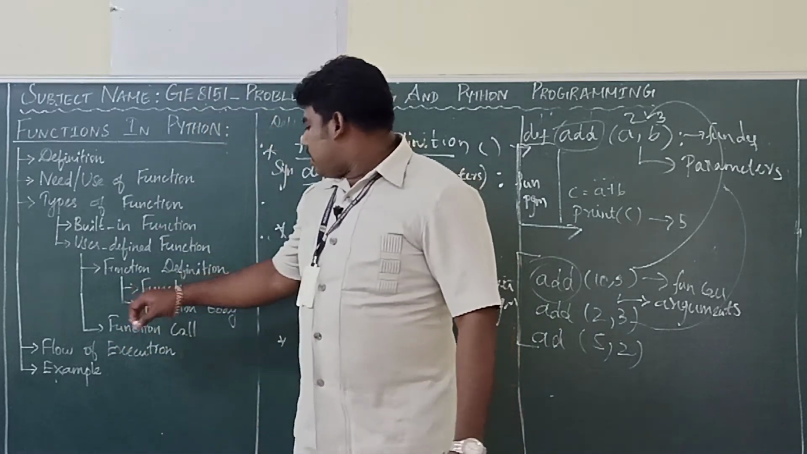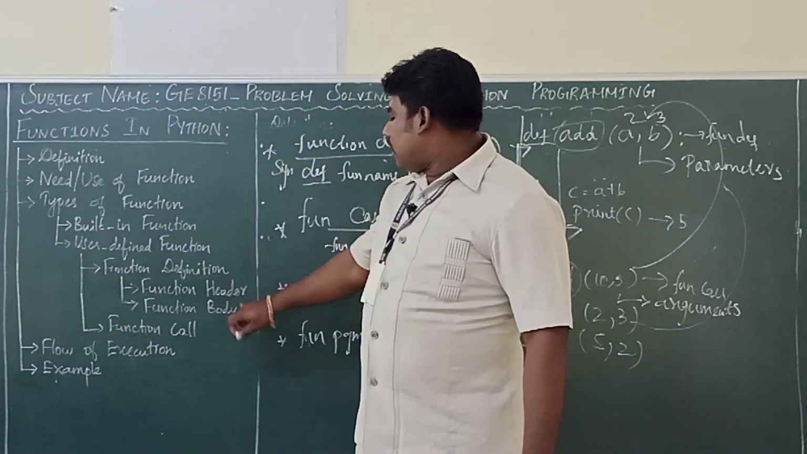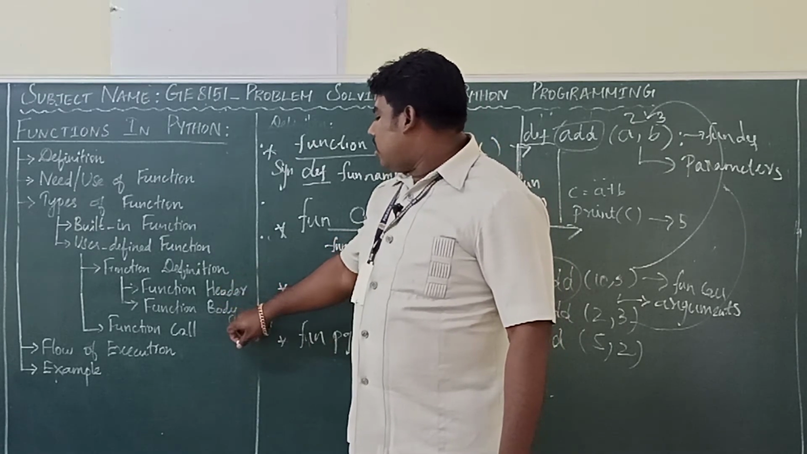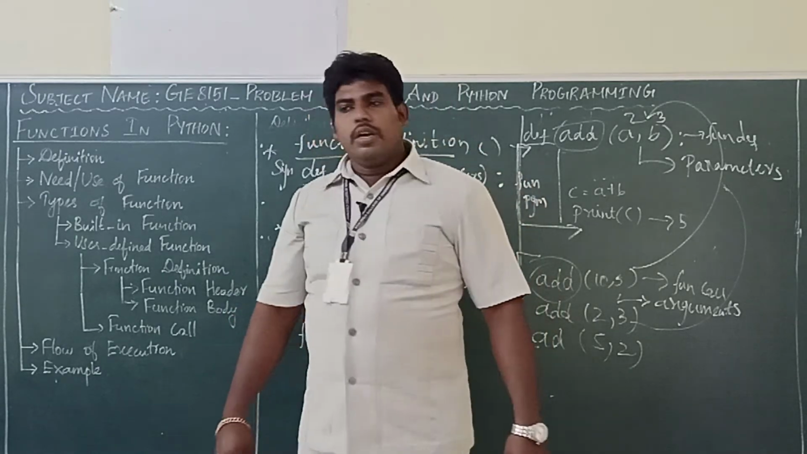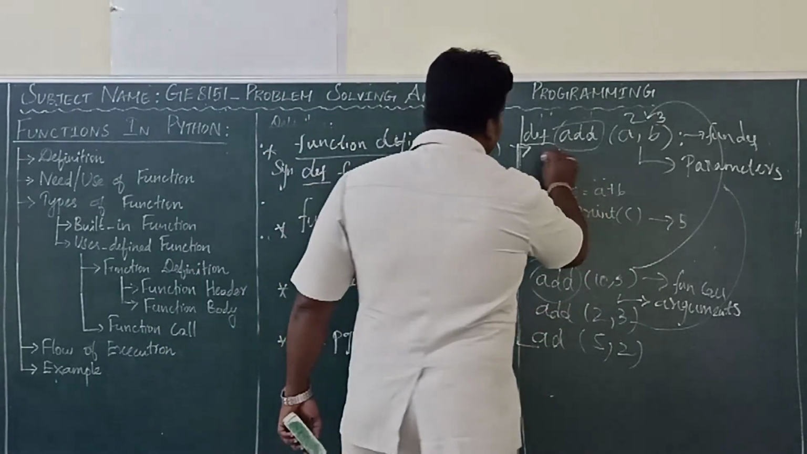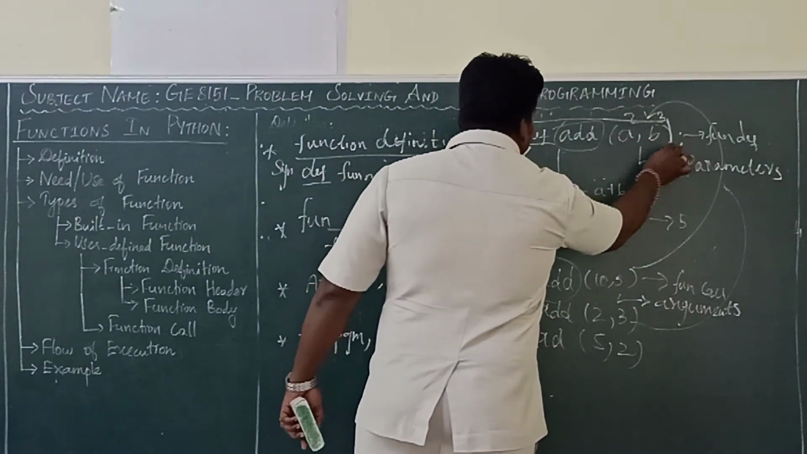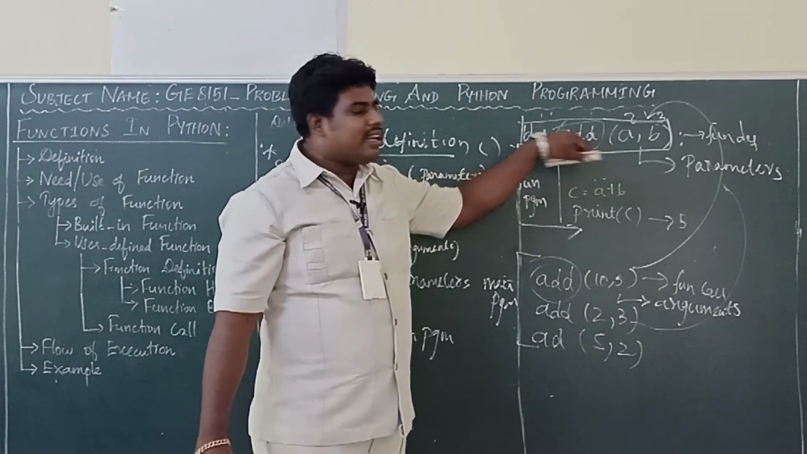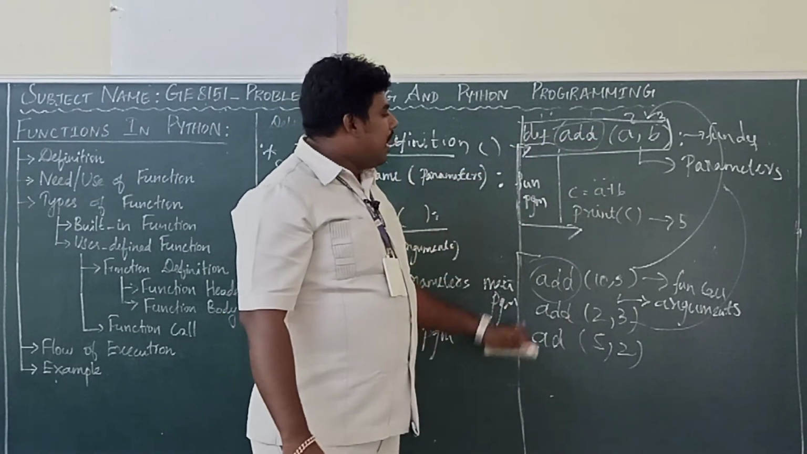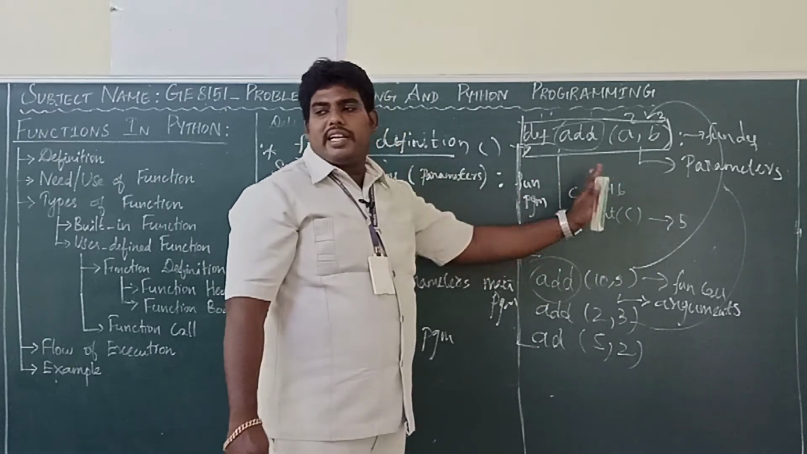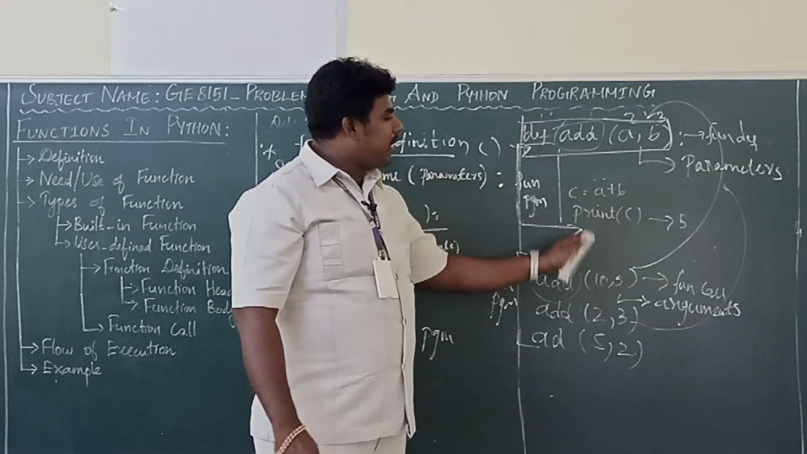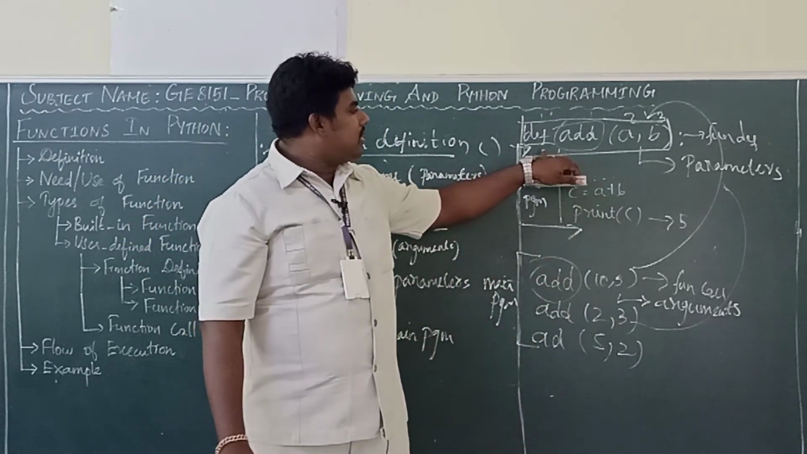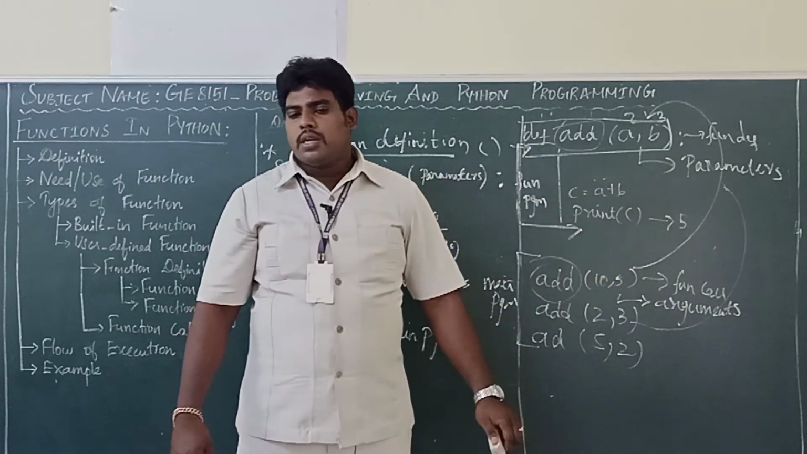Okay. Now see here, the function definition is divided into two things: the function header and the function body. What is the function header? The function header is nothing but this def line. The line where def is present is called the function header. And the function body is nothing but the indented lines. The indented lines are the function body. All of you got it? So this is the function header and this is the function body.